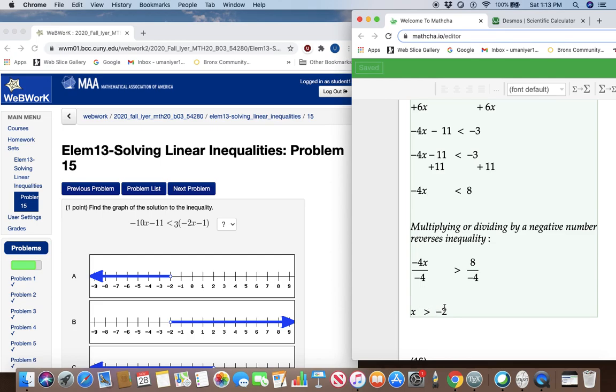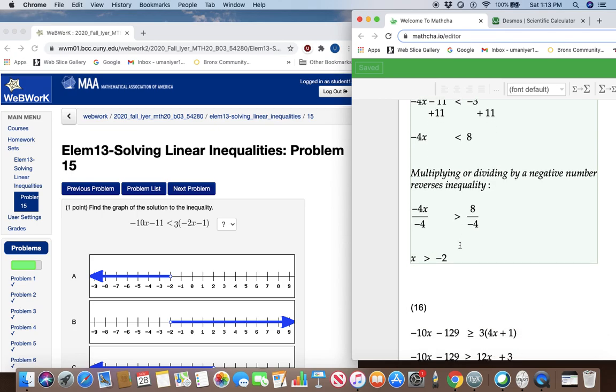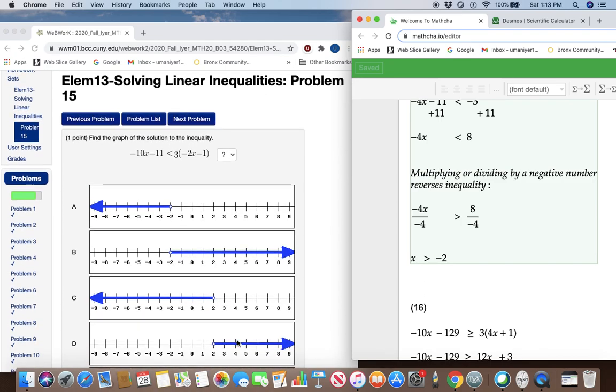So x is greater than negative 2. Greater means to the right of. And there is no equality. So you are going to have open circles. Notice open circles. That is empty. There is no point there. It's empty. Greater than negative 2 means to the right of negative 2. So that's your answer. All right. B.